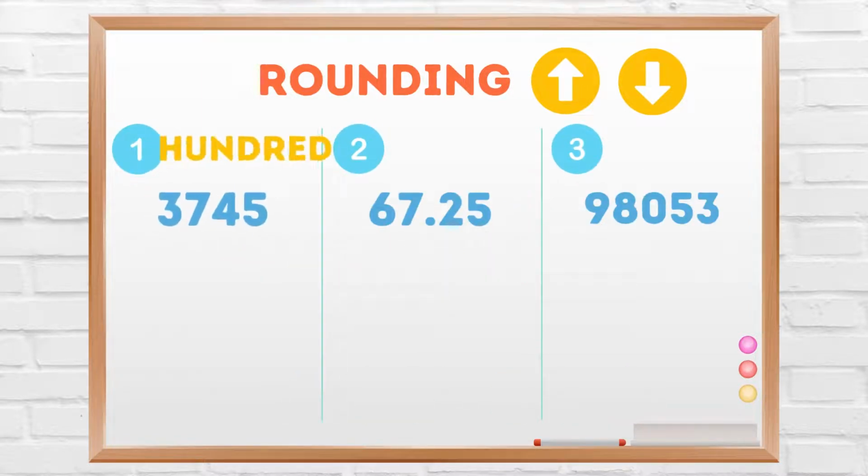Now it's your turn to round the numbers below. Let's start with the first one. Try to round 3,745 to the nearest 100. Pause this video and press play when you're ready.